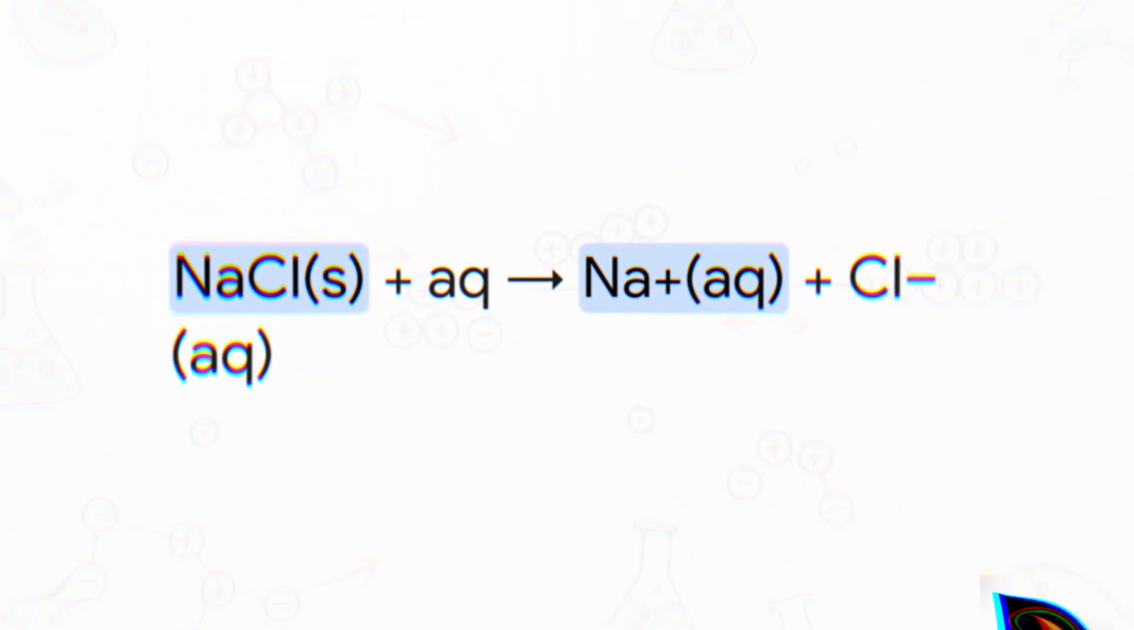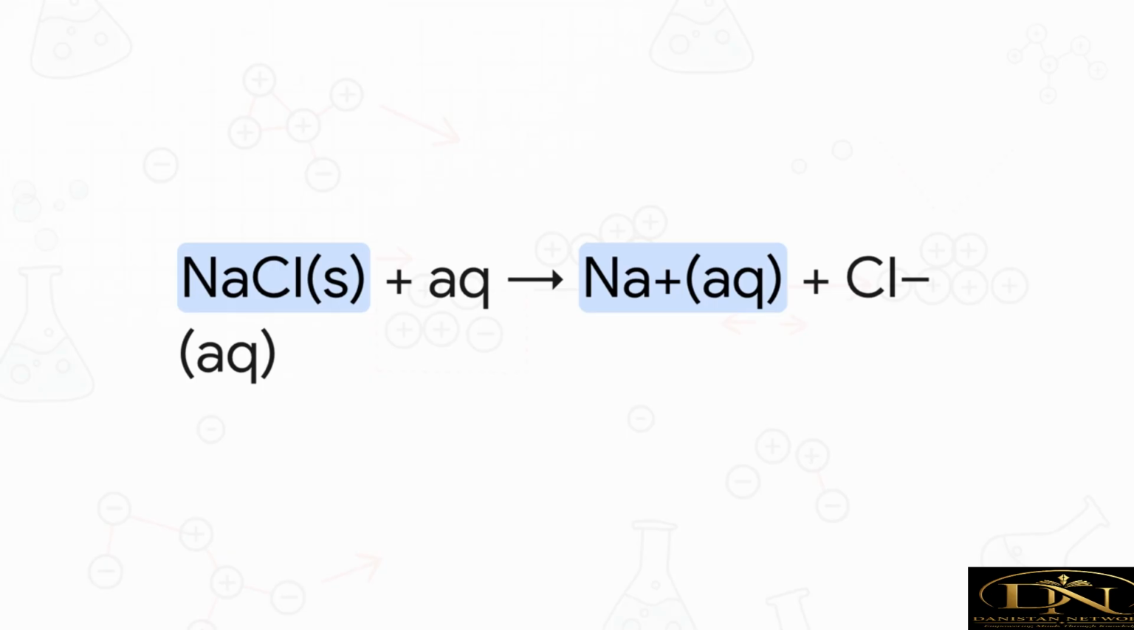Let's take regular table salt, NaCl. As a solid, you see we label it with a little s. But the moment you add water, that's what the aq stands for, it dissolves. And now it's become a solution of separate sodium ions and chloride ions, each labeled aq for aqueous. These are the individual actors now on our chemical stage.